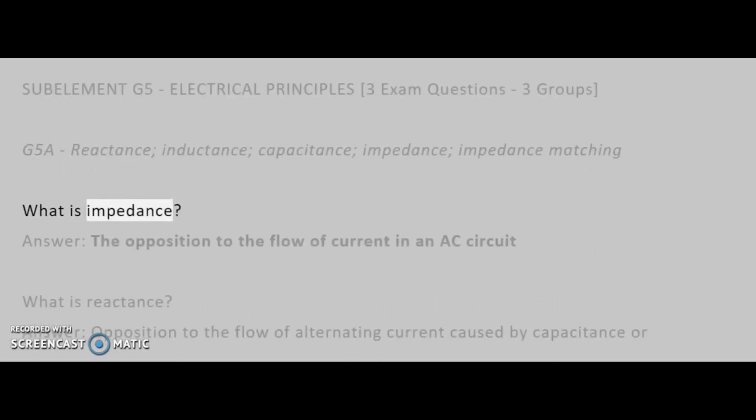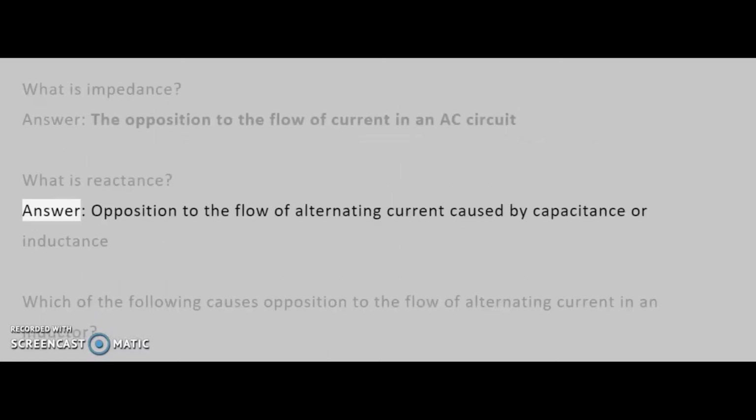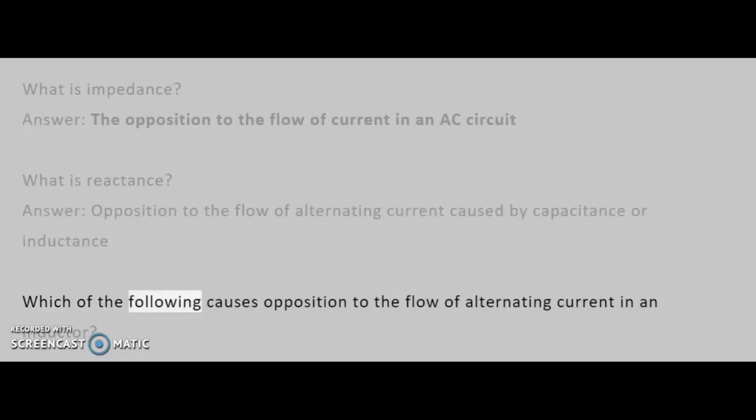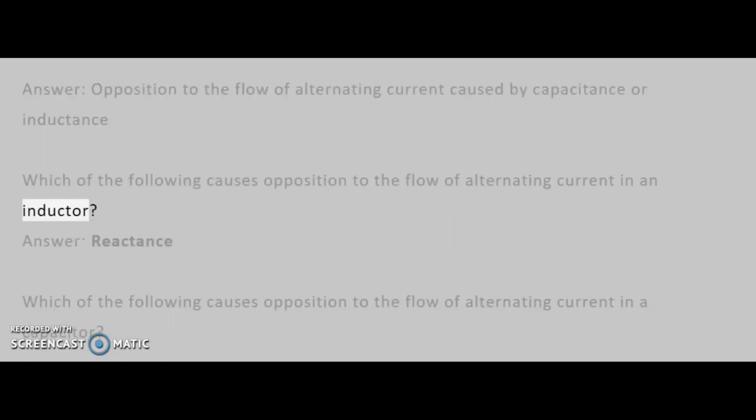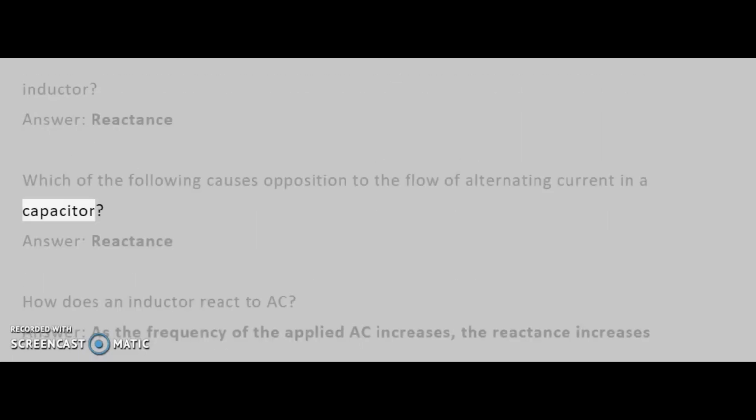What is impedance? Answer: the opposition to the flow of current in an AC circuit. What is reactance? Answer: opposition to the flow of alternating current caused by capacitance or inductance. Which of the following causes opposition to the flow of alternating current in an inductor? Answer: reactance. Which of the following causes opposition to the flow of alternating current in a capacitor?